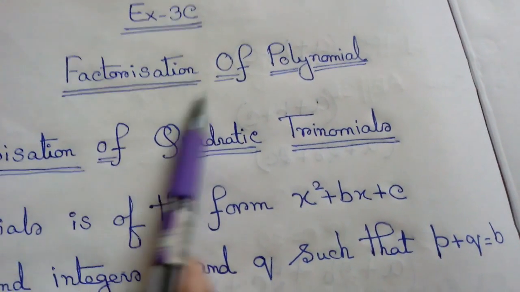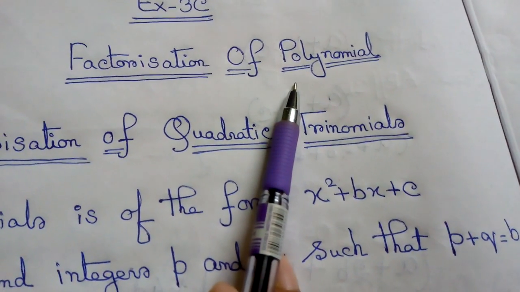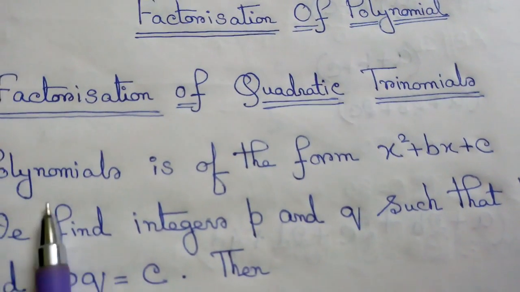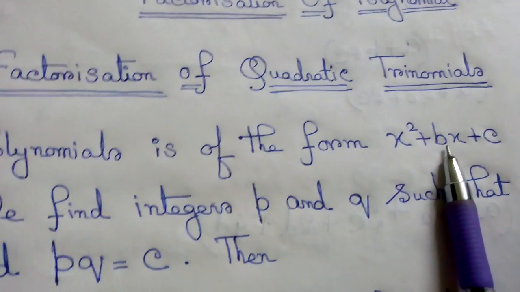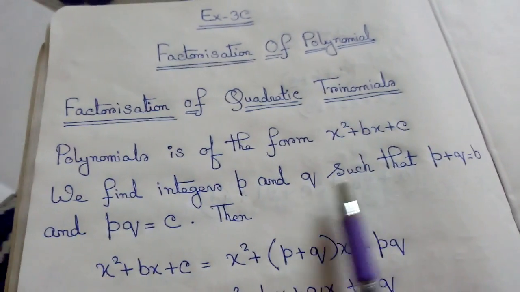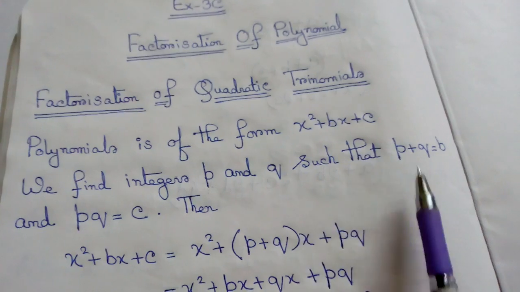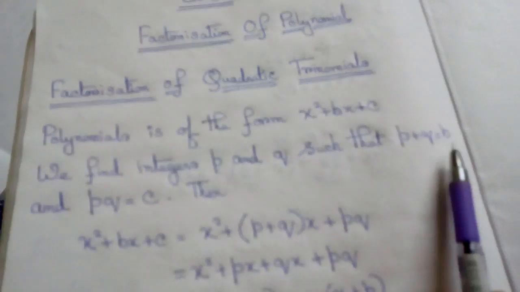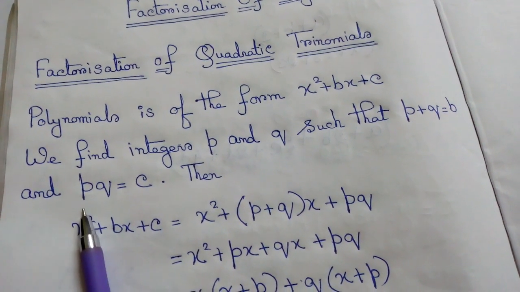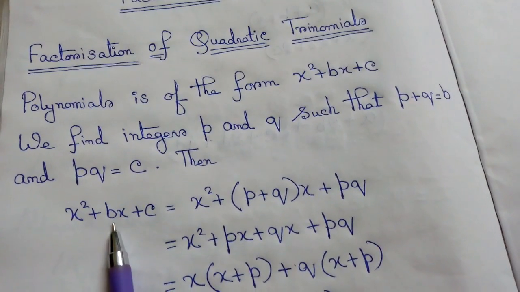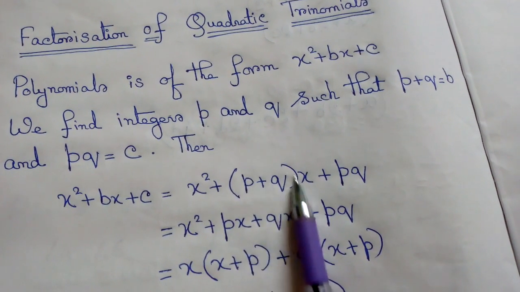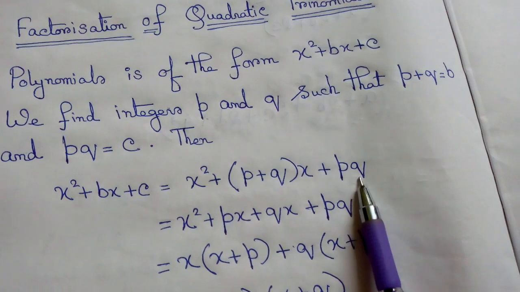Exercise 3C, factorization of polynomial. In this exercise we have factorization of quadratic trinomials. So the polynomial is of the form x square plus bx plus c. We find integers p and q such that b is expressed in the form of p plus q is equal to b, and c is expressed in the form of the product pq. Then x square plus bx plus c can be written as x square plus b is substituted by p plus q and c is substituted by pq.